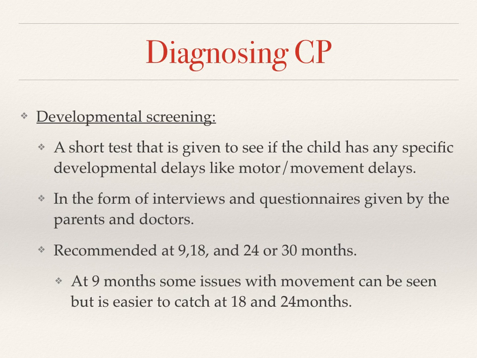A developmental screening would be the second step when diagnosing cerebral palsy. It's a short test that is given to see if the child has any specific developmental delays like motor or movement delays. This screening is given in the form of interviews and questionnaires given by the parents and doctors. The developmental screening is recommended at 9, 18, and 24 to 30 months. At 9 months, some issues with movement can be seen, but it is easier to catch at the 18 and 24 month mark.